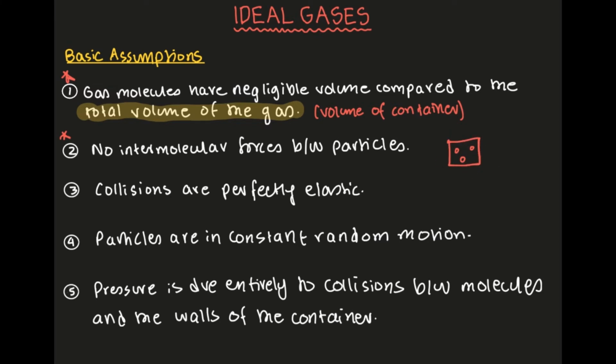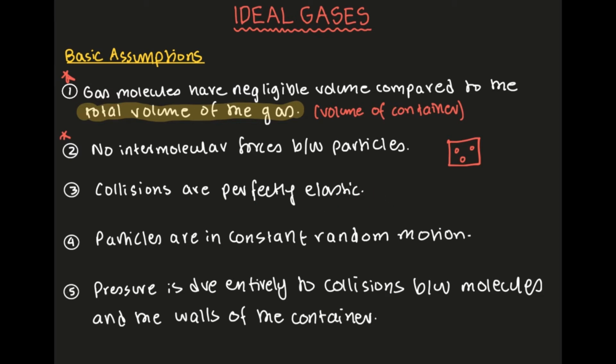The next point that we have over here is that collisions are perfectly elastic. What that means is that when these two particles collide with each other, when any other particles collide with each other, there's going to be no loss in energy. The collisions are going to be perfectly elastic.